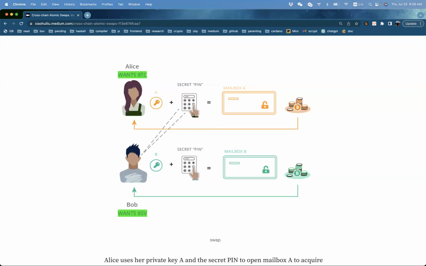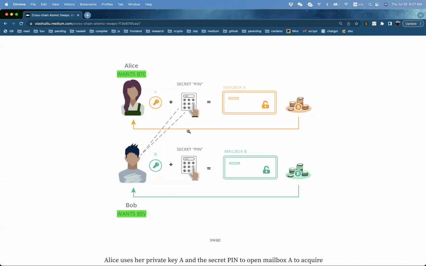Say it again. Yeah, without revealing. Her opening means revealing the PIN. So that means Bob will know the PIN plus his private key. He will be able to open as well. Yes. So now you can kind of see, right? And if he tries before, he will not get the secret PIN. If Alice doesn't open it, then Bob cannot open it, because only Alice knows the secret PIN.